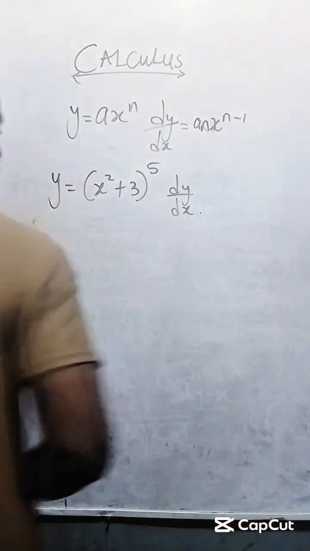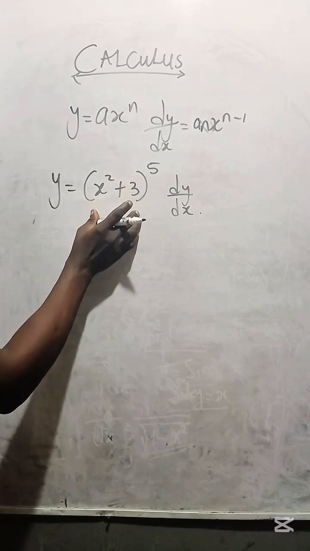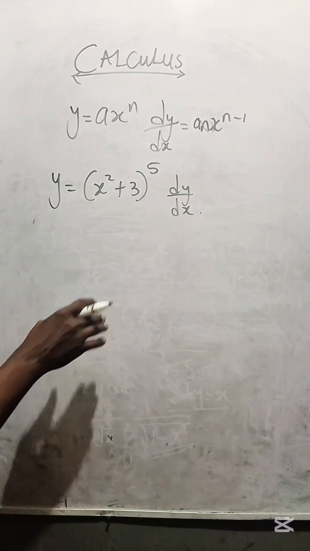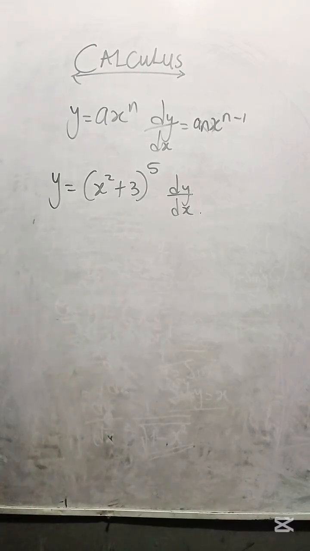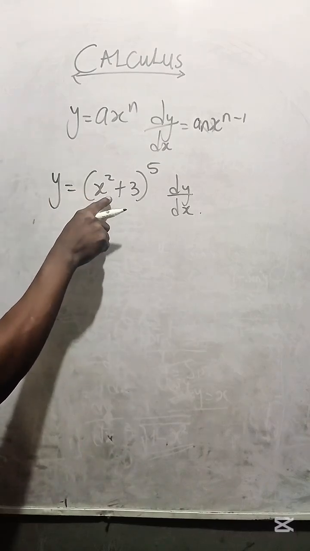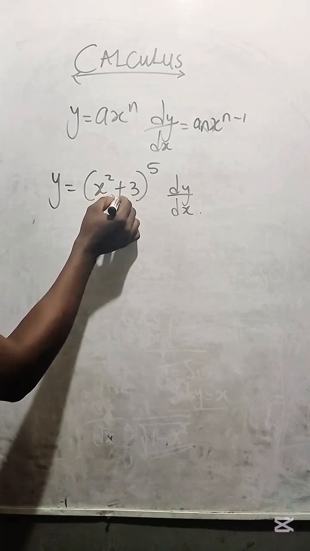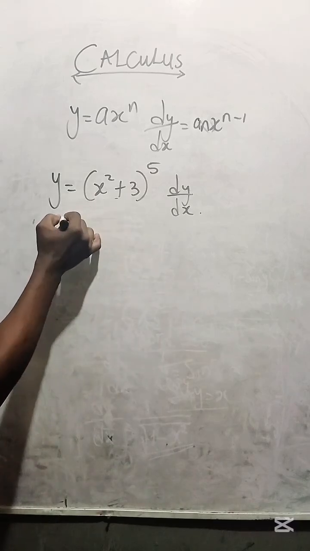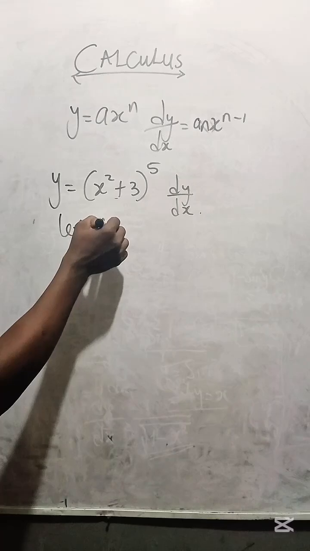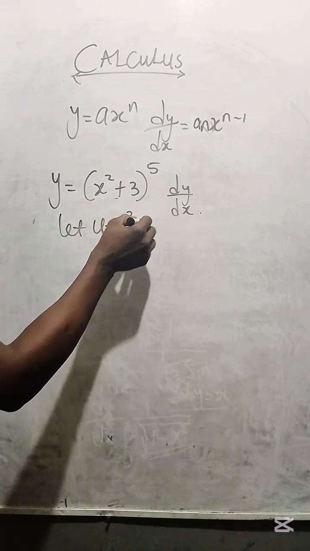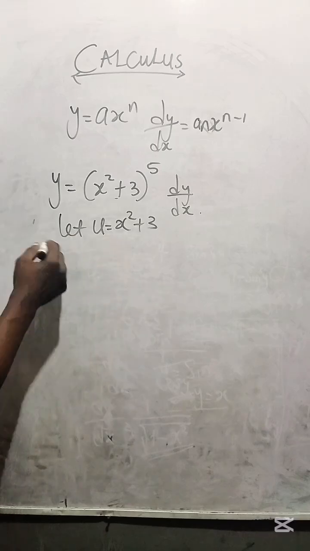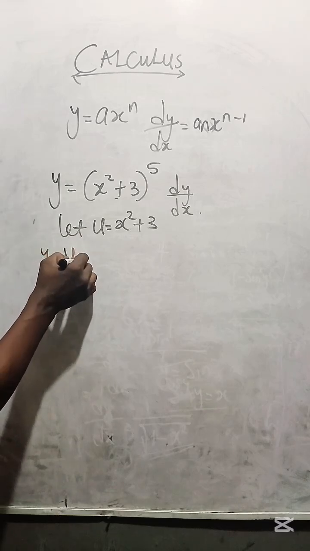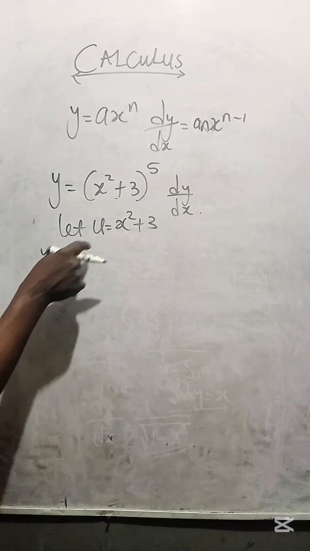Let's differentiate this function of functions using the chain rule. Anytime you see a composite function, do not be confused. First, we have two functions here. The first one is this, and the second one is the one that's already defined. So we say let u equal x squared plus 3. From here, you now say y is equal to u raised to the power of 5. These are the two functions.